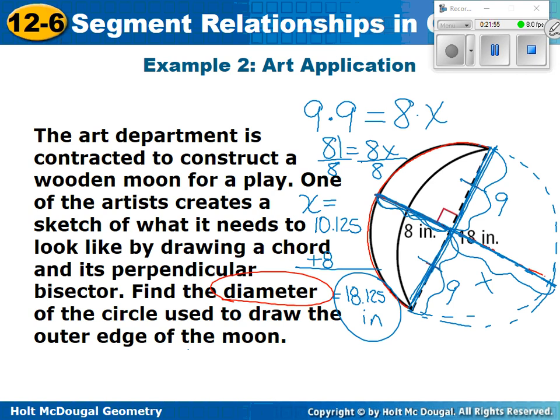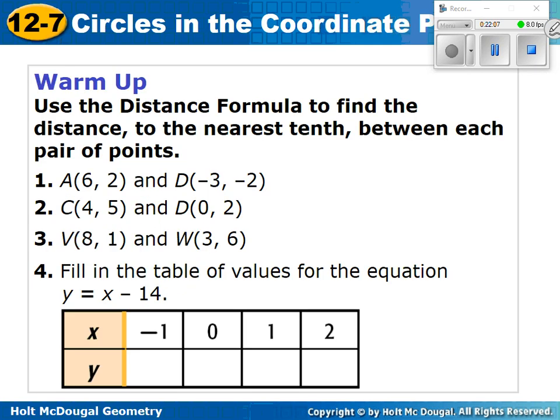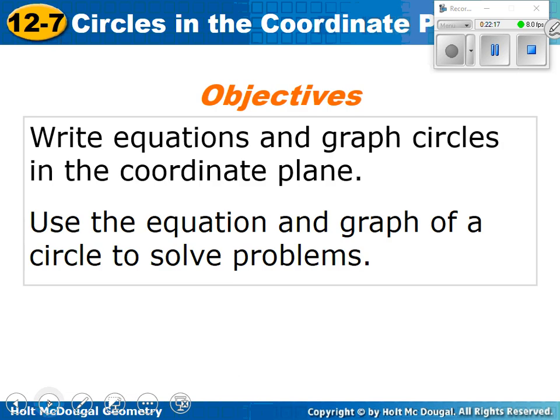Okay, let's go to 12.7. 12.7 is all about writing equations of circles. It's really a pretty short, easy lesson, and we're not going to do every example in the notes. By the way, right now you have enough information to complete the homework assignment I gave you last class period, right? Okay, so that's going to be due on Tuesday. Assignment 21 is due Tuesday.